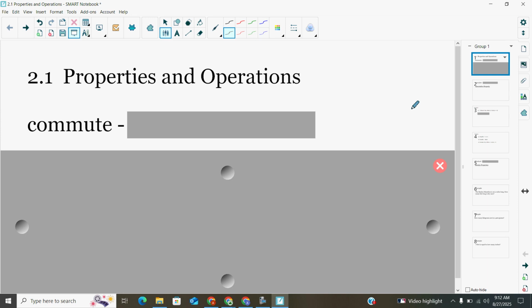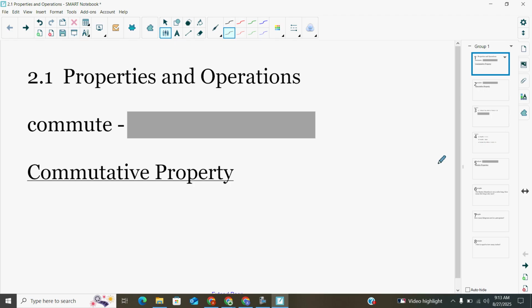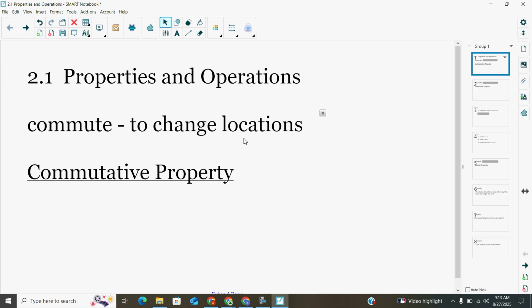First of all, the word commute. So we said we're going to have a commutative property. Let's think about what that word means, commute. Where have you heard that word before? Your commute to school, that's how you get to school. That's how you're changing locations. The word commute means to change locations.